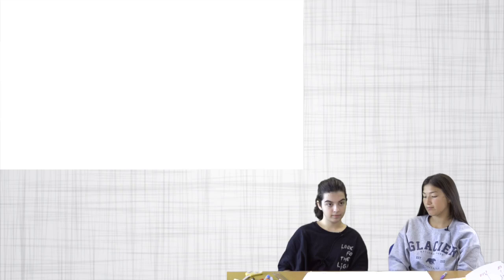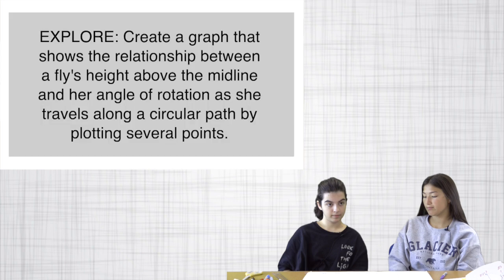In the previous episode, the students began to create a graph that showed the height of a fly as it traveled along a circular path. However, they related the fly's height with stop numbers rather than the fly's angle of rotation. In this episode, they will continue to work on creating a graph that shows the relationship between a fly's height above the midline and her angle of rotation as she travels along a circular path by plotting several points.